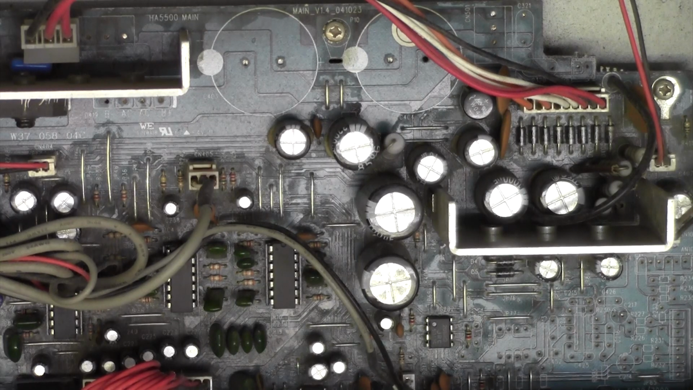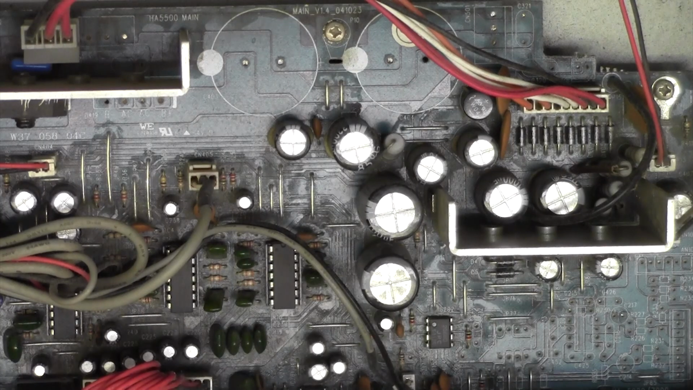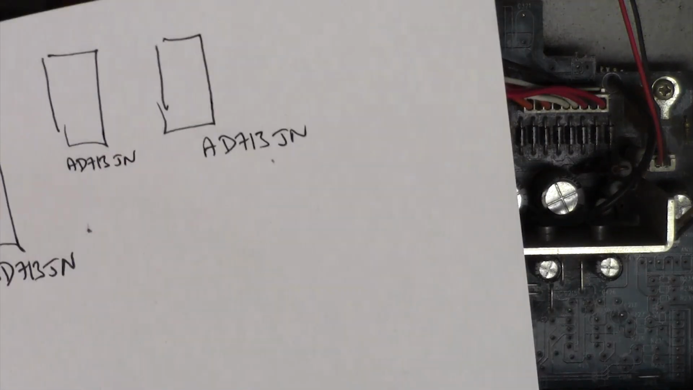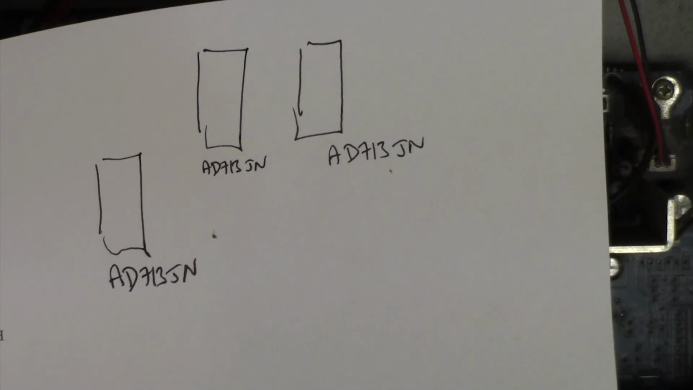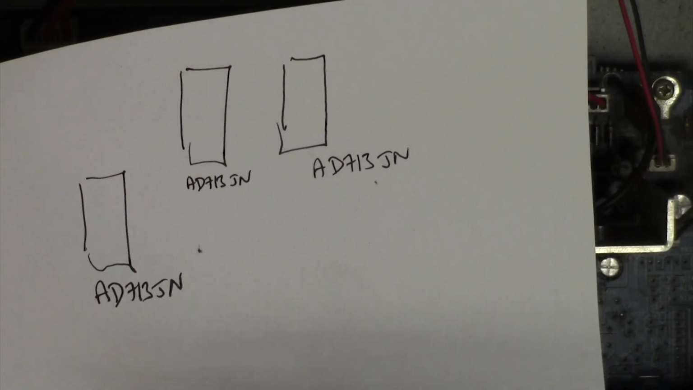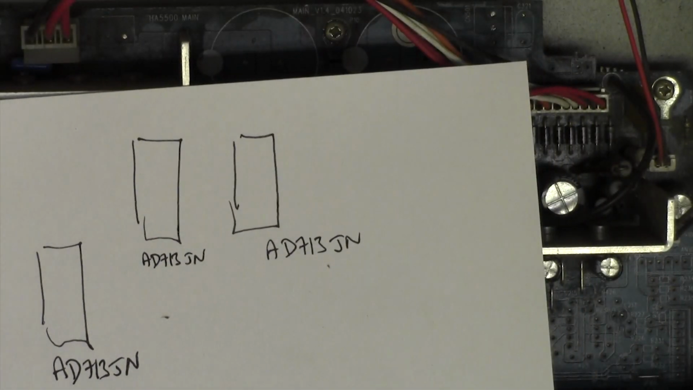Right, I've got my eyeglass in here. These three chips are all the same, and they are all AD713JNs. I don't recognise that. AD's analogue devices usually, and they make some sort of more fancy chips.